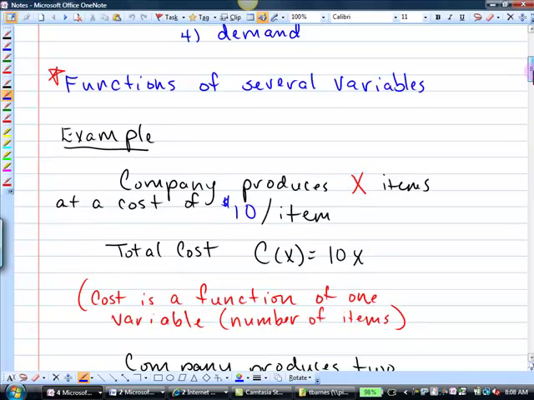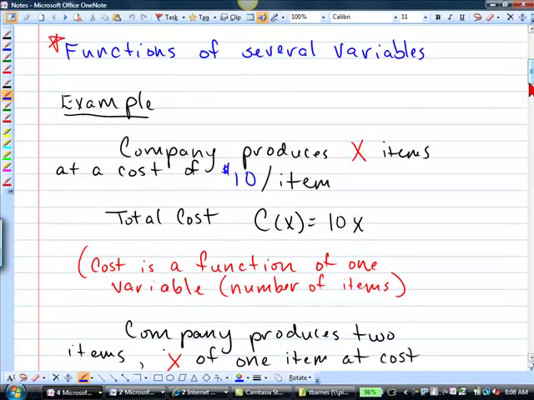Here is an example of a business application. Real simple. Company's going to produce X items at a cost of $10 an item. So the total cost would be C of X equals 10X, because we don't know how many there are, but they're $10 every time we have an item. Okay? Cost is a function of one variable, the number of items.